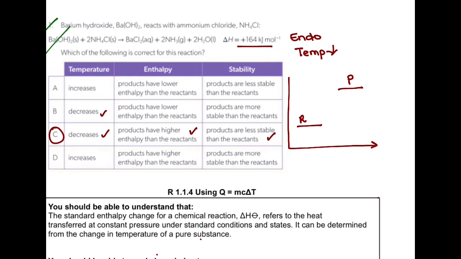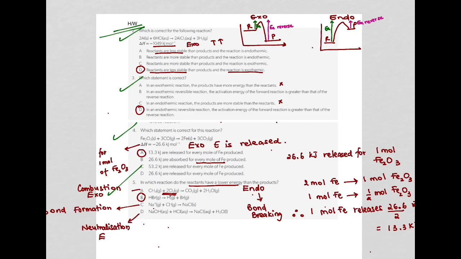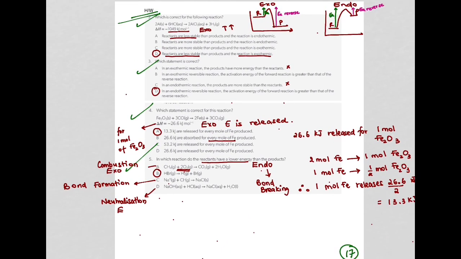Now, if you look at the energy level diagram, because it's endothermic, it's absorbing energy from the surroundings, so products are at a higher level than the reactants. So products have higher enthalpy than reactants, and the one that is lower is more stable. So products are less stable than reactants. So the answer is C. Check your answers for page 17.